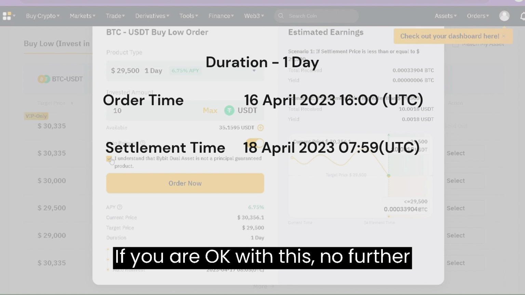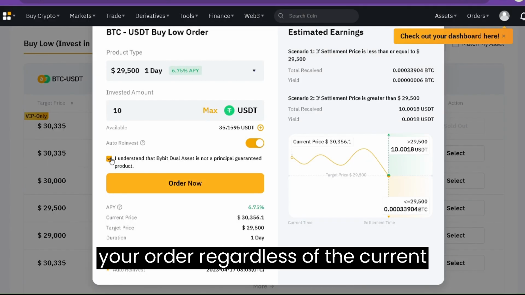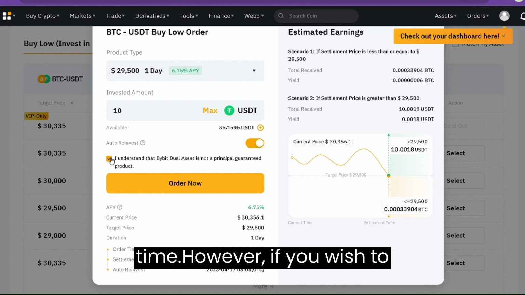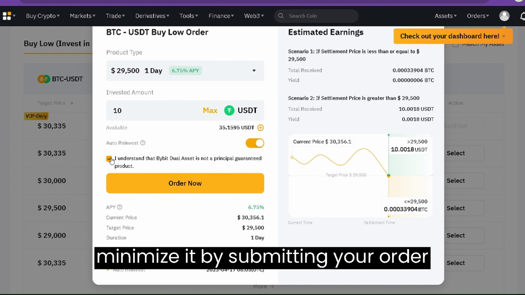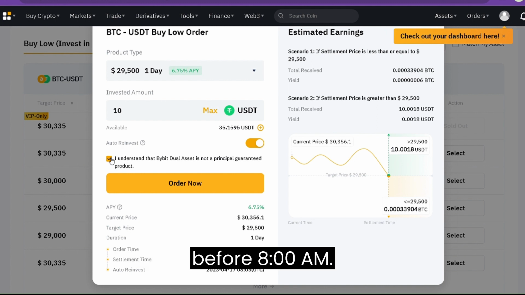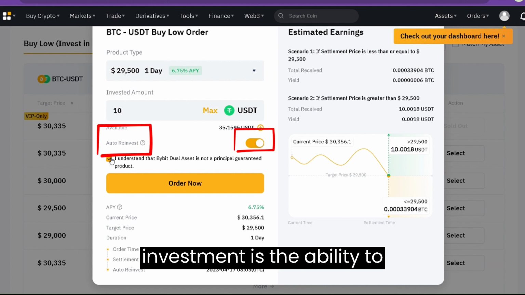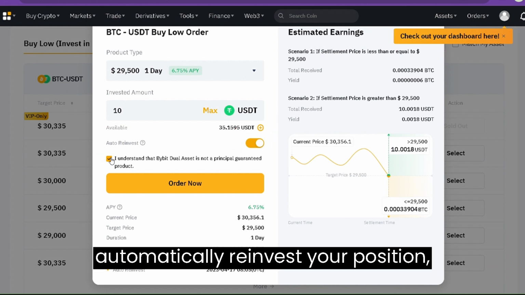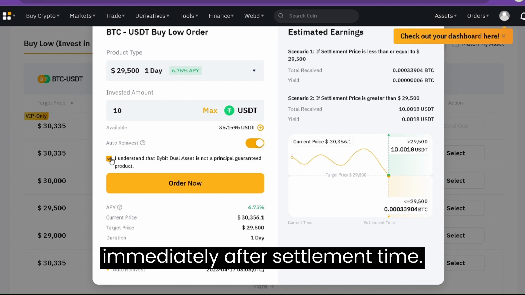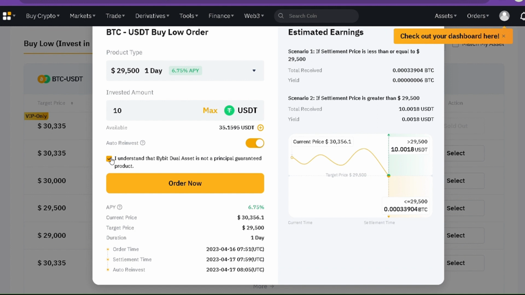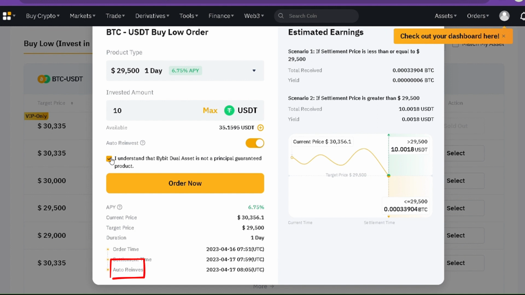If you are okay with this, no further action is required, and you can submit your order regardless of the current time. However, if you wish to spend less time on a deal, you can minimize it by submitting your order before 8 a.m. The next interesting feature of dual investment is the ability to automatically reinvest your position, including all investments and premiums, immediately after settlement time. You can find the exact time for this at the bottom of the window.